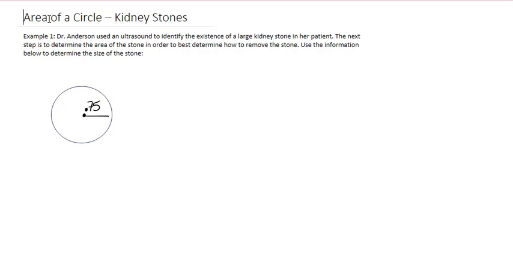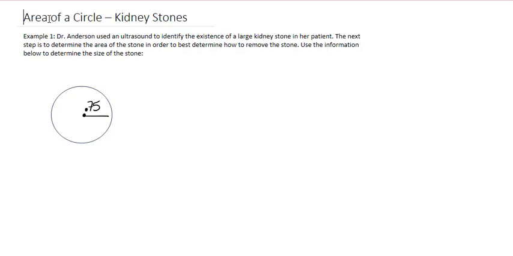Area of a circle. Dr. Anderson used an ultrasound to identify the existence of a large kidney stone in her patient. The next step is to determine the area of the stone in order to determine how best to remove the stone. Use the information below to find the size of the stone.